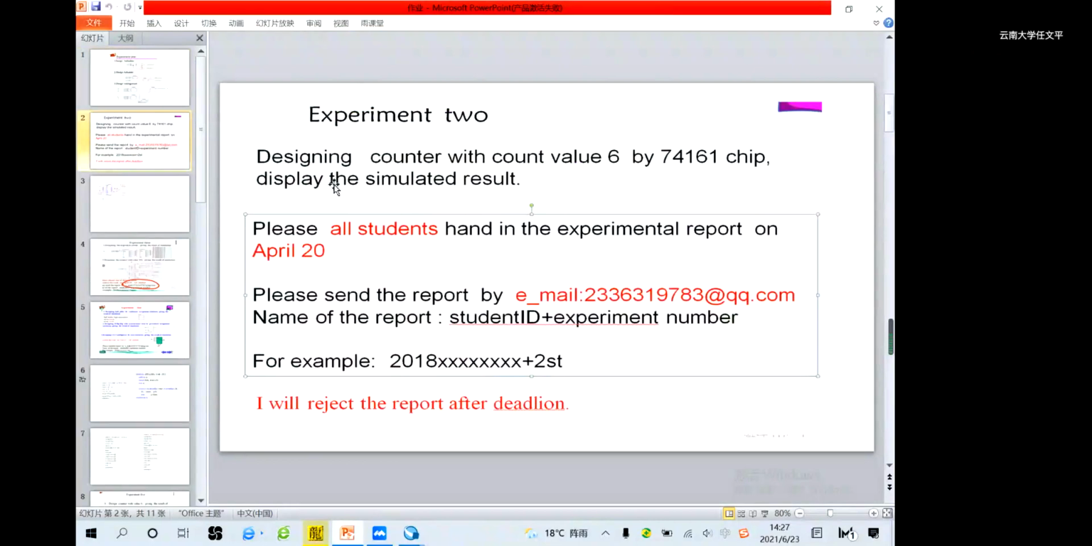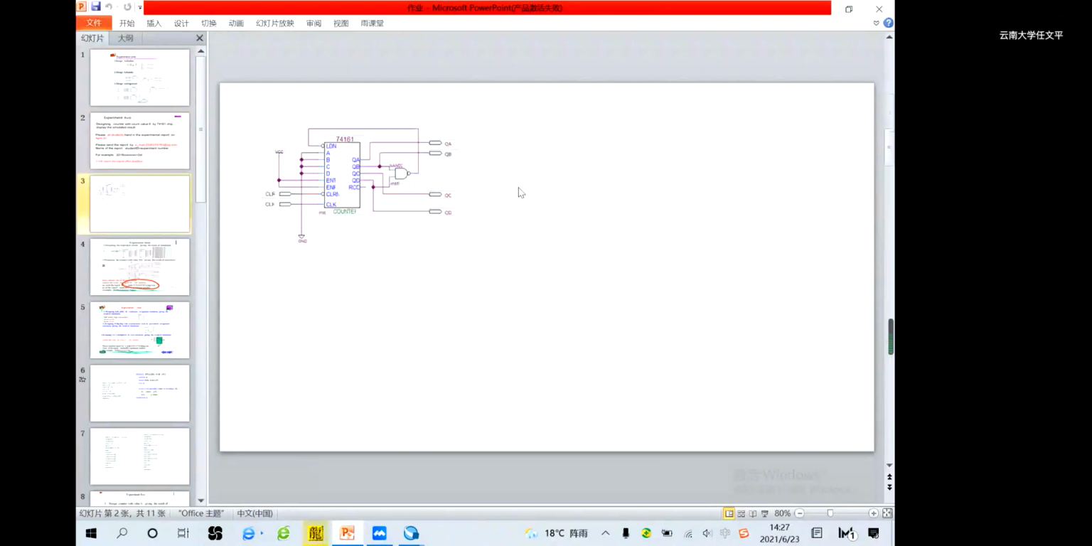Experiment 2. Design a counter with count value 6 by the 74LS161 chip and display the simulation result. In the last test, we gave you the diagram. So you can draw the schematic according to this diagram.